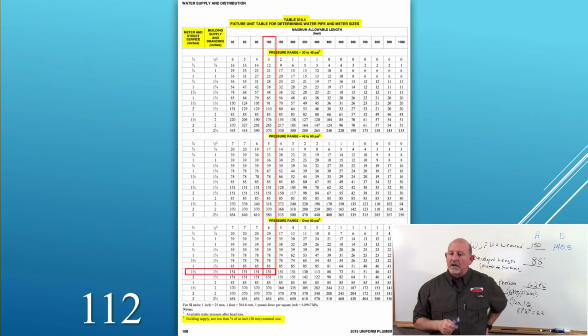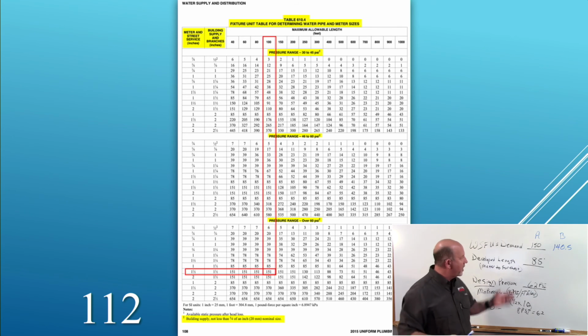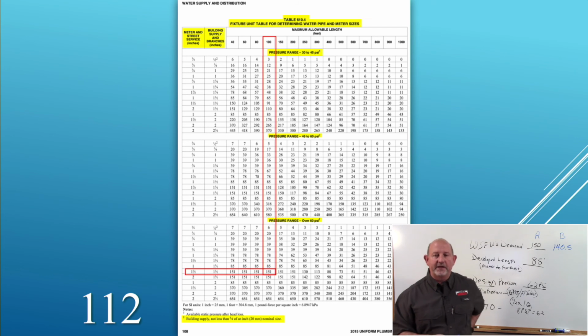So we go down that table. There's not an 85, we go to 100, right? Go down looking for 140.5. That's still going to be 1.5 inches. Now again, do you agree?